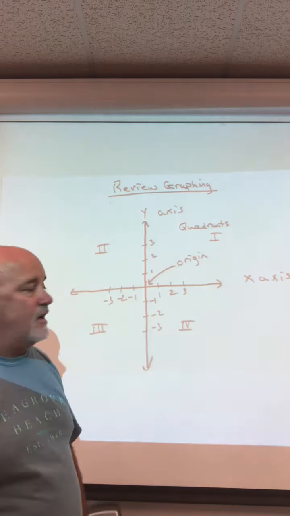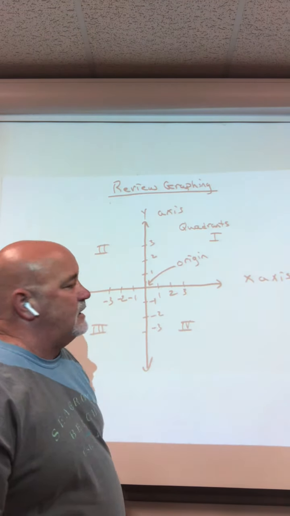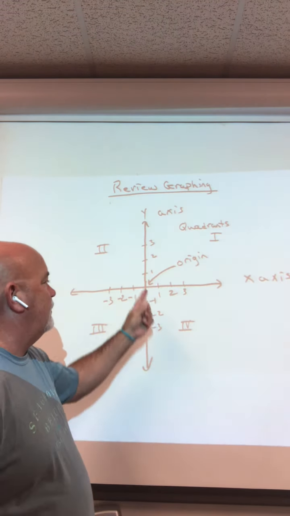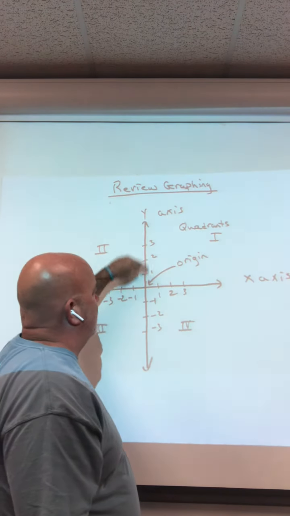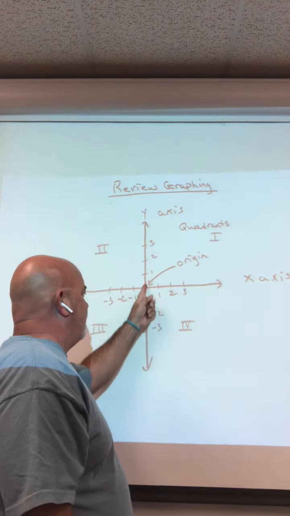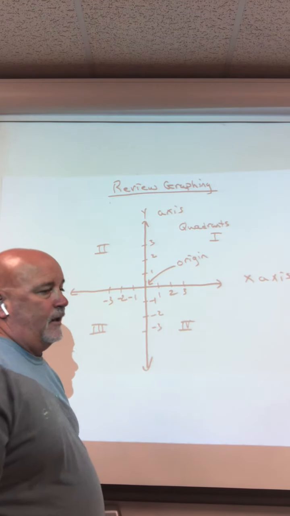And so since it's a number line, the further you go to the right, the more positive you get. The further you go to the left, the more negative you get. The further you go up, the more positive you get. The further you go down, the more negative you get.